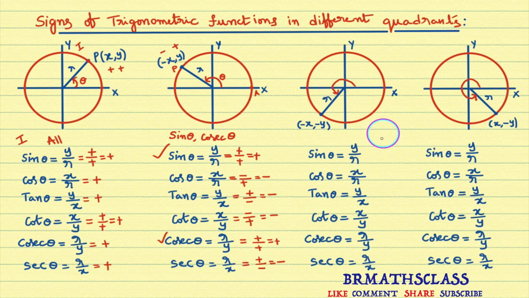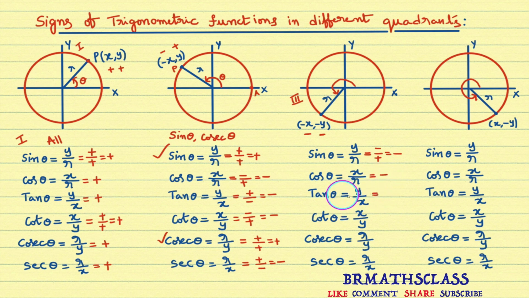Similarly, you come to the third quadrant. See, this is the third quadrant. In the third quadrant, we know that x coordinate is negative, y coordinate is also negative. Now, we will see here. Sin theta in the third quadrant. In the third quadrant, y is negative. Negative divided by positive is what? Is negative. Similarly, x is negative, r is positive. Negative divided by positive, negative.